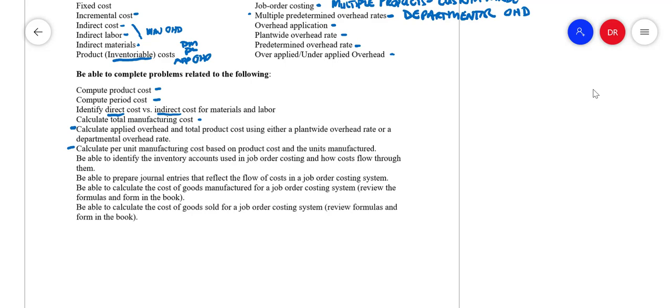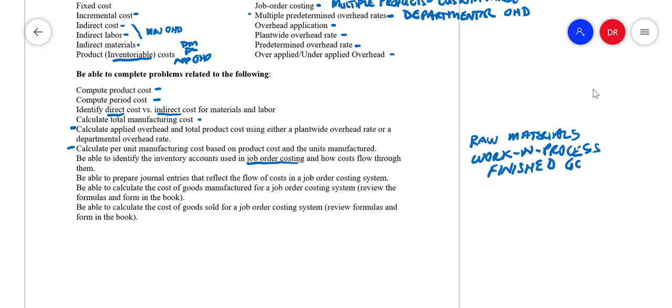Identify the inventory accounts used in job order costing. Remember the 3 inventory accounts we talked about? We're going to have raw materials. We're going to have work in process. And we're going to have finished goods. These 3 inventory accounts are where we track the costs for the products we make. So raw materials, work in process, and finished goods.